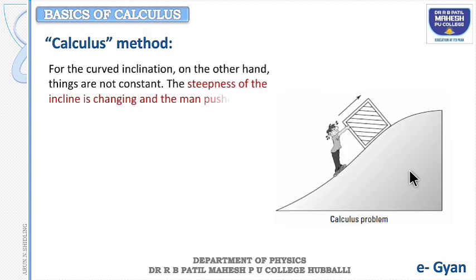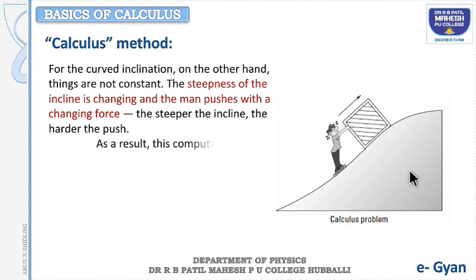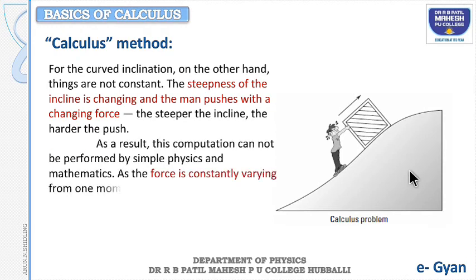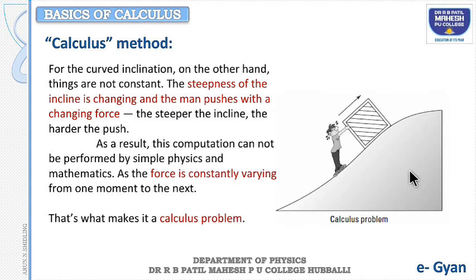If the inclination is changing, then at every point you need to apply the force, and the force has to change according to the inclination, that is the steepness of the inclination. If you go on changing the force, then force is not going to remain the same, and you cannot use your simple algebra to get the result in physics. If a quantity is continuously varying, you cannot multiply it with some other quantity to get the final result. So then comes the need of calculus.